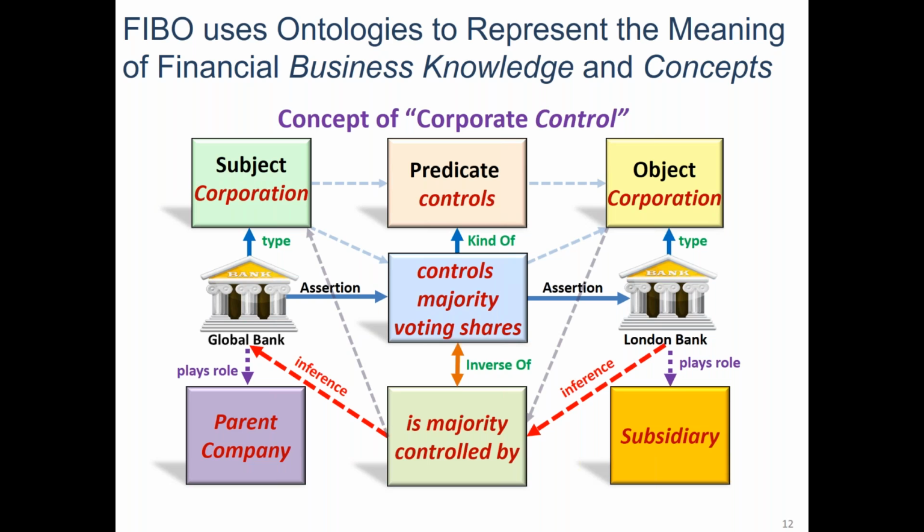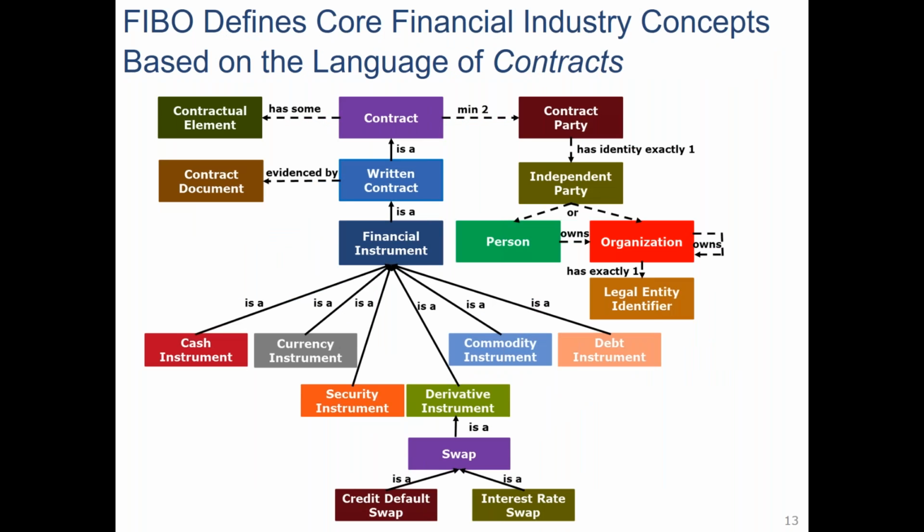And we can do all of this without one line of application code. It's all built into the ontology. So here's just a very narrow snippet of part of the FIBO ontology. Really, the mother of all concepts in FIBO is the contract.